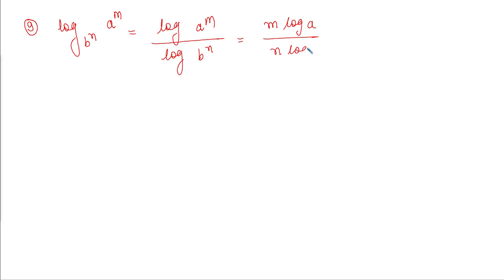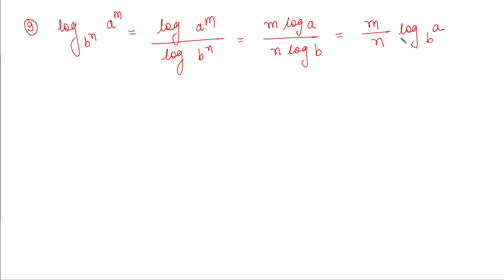Okay, first of all let's try to simplify this. Log of a to the power m to the base b to the power n, we can write it as log of a to the power m divided by log of b to the power n, by using the fifth property. Now by using the third property we can write it as m log a divided by n log b. Now by using the fifth property again, we can write it as m divided by n into log of a to the base b.